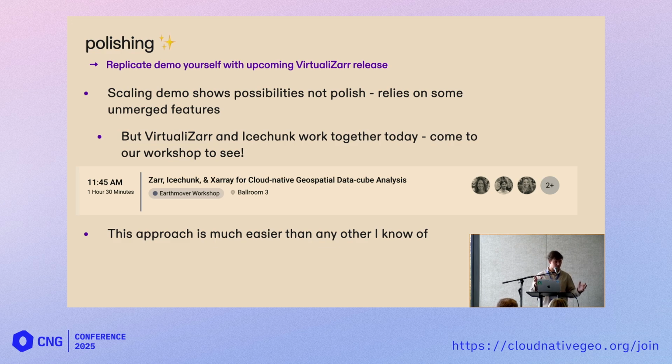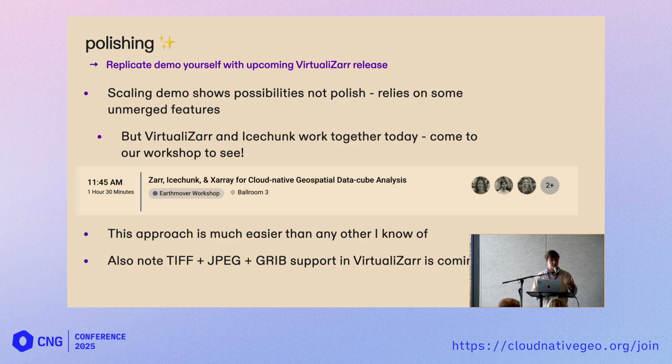And this approach to cloud optimizing data is a lot simpler than any other approach I know of to cloud optimized data. And note that at the moment, VirtualiZarr supports HDF5 and a couple of other formats, but the other thing we were hoping to get out for this conference was TIFF support. There's some people working on JPEG support. We want GRIB support as well.